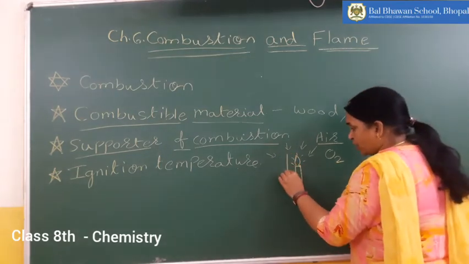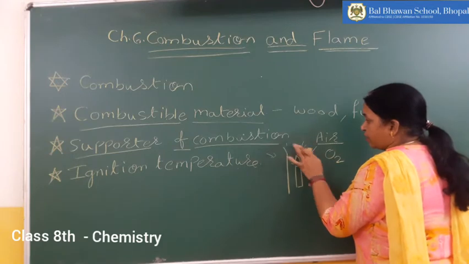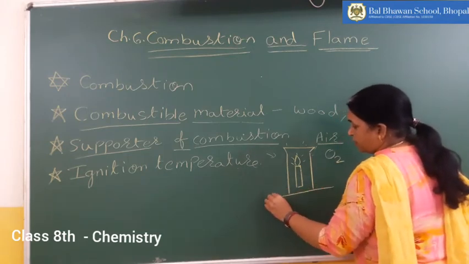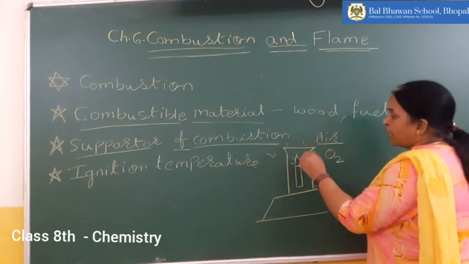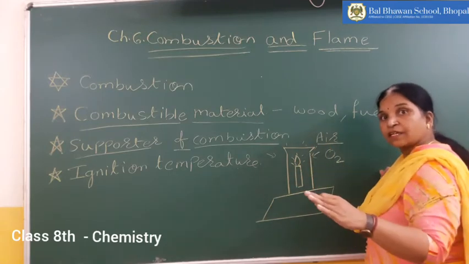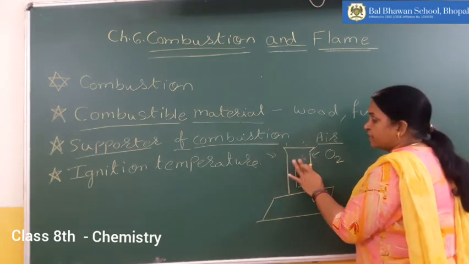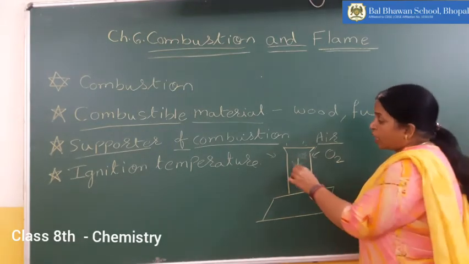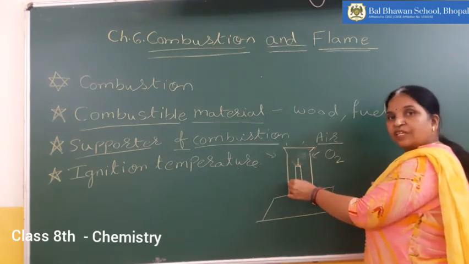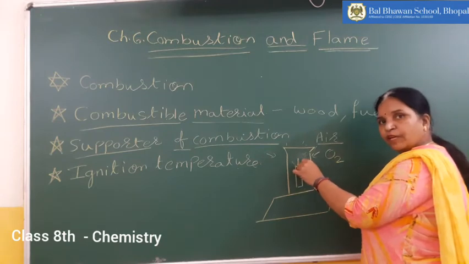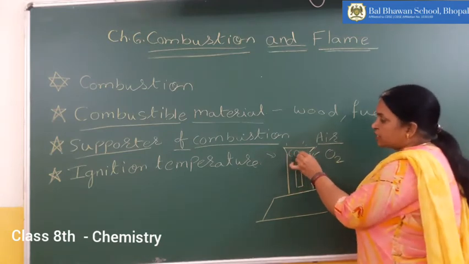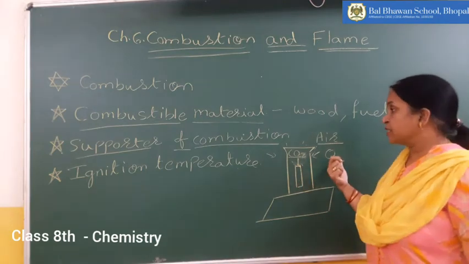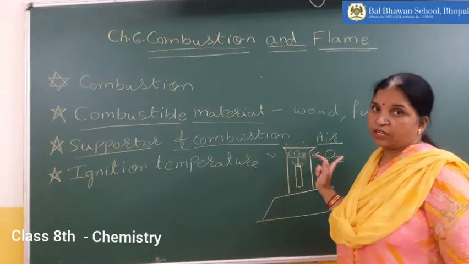The moment you cover this with the help of a glass jar, what will happen? The supply of oxygen is cut off. Then we will find that it stops burning and the flame extinguishes. This we remember because whatever oxygen was available inside the jar was utilized by the candle flame for burning. And now what is present? That is carbon dioxide gas, which does not support burning or combustion. That means supporter of combustion is an essential condition.